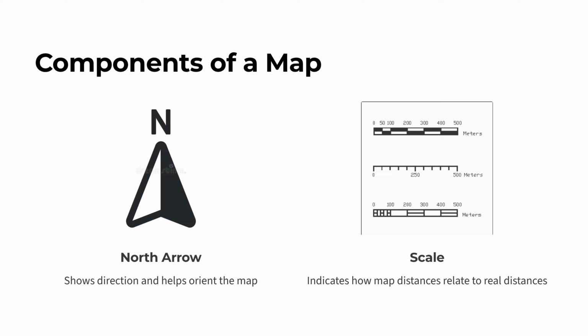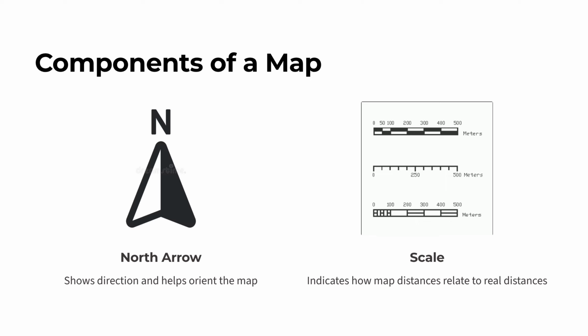First, the north arrow. The north arrow shows direction. It helps us know which way is north, south, east, and west. When you see a map, always look for the arrow marked N. That arrow points to the north. Once you know north, you can easily find all the other directions.